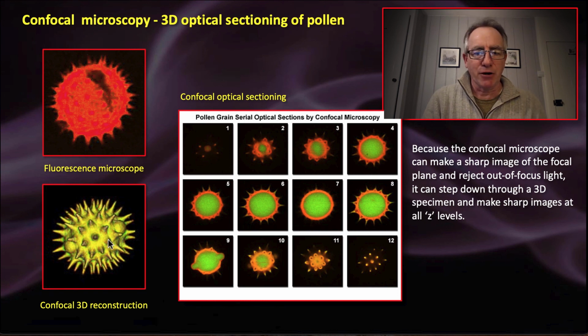And I've already given it away down here. Once you have all of these beautiful, clear images of the different focal planes, you can use computer software to do what's called a Z projection, an axial projection, and you can see a very, very beautiful 3D surface rendering of the pollen grain with much, much more detail than what you could see here.